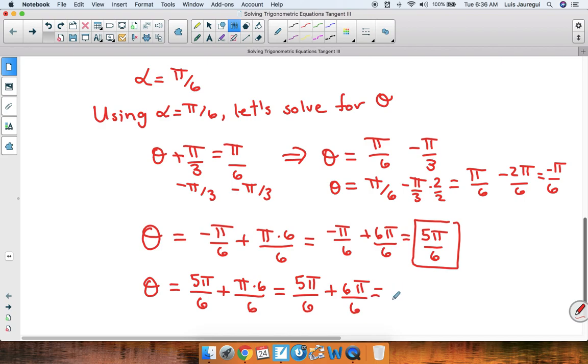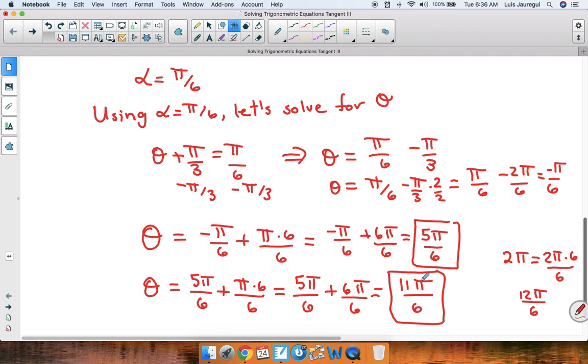Now 5 pi over 6 plus 6 pi over 6 gives you 11 pi over 6. And again, this is also between 0 and 2 pi. So that's our solution. If we were to add another period of pi, notice that you're really adding 6 pi over 6 to this. That will give you 17 pi over 6, which is far beyond the 2 pi, which in terms of 6's becomes 2 pi times 6 over 6, which is 12 pi over 6.